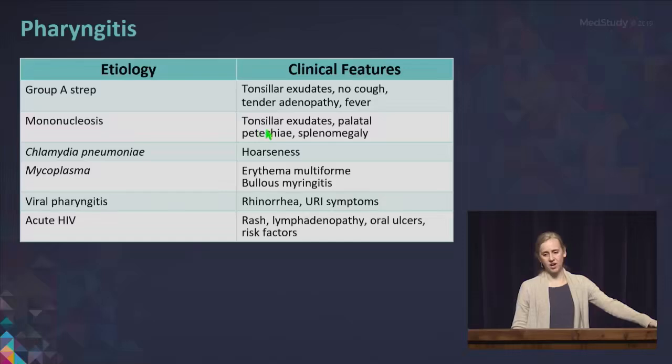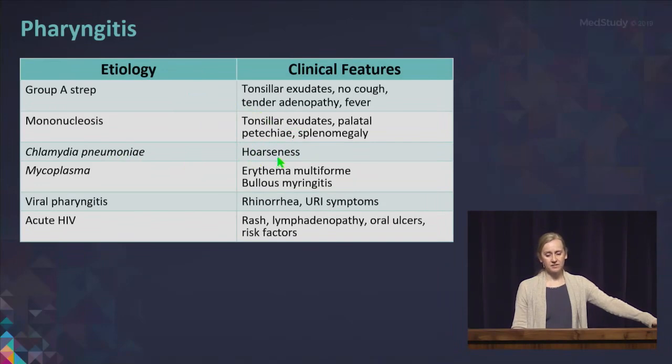Mononucleosis can cause the tonsillar exudates. It can look a lot like group A strep, but people are going to have splenomegaly. They're going to have petechiae on their hard palate, and they're going to have much longer lasting fatigue. That's going to be way, way different than the strep. They're also going to have lower fevers than the group A strep patients.